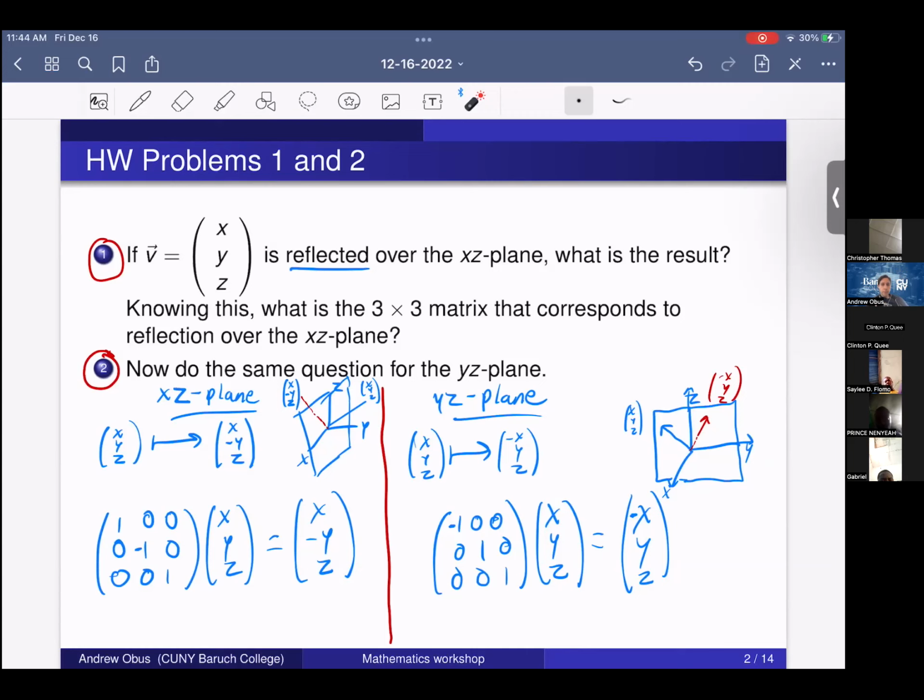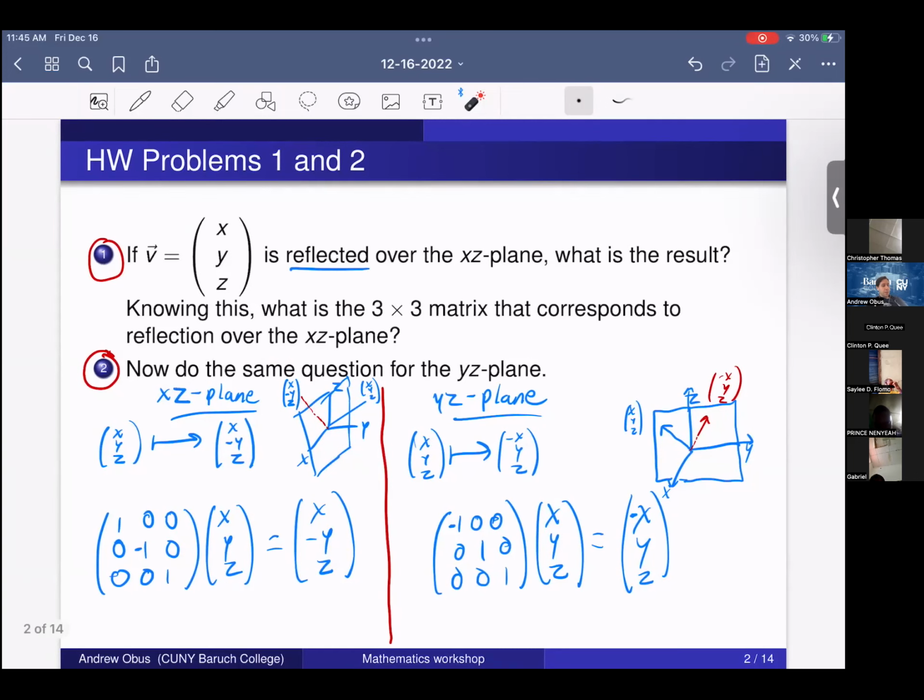Yes, Prince? Let's say, for instance, in case a vector was going to come down between the x and the y, which one is going to change there? Right. So it doesn't matter what vector you have.